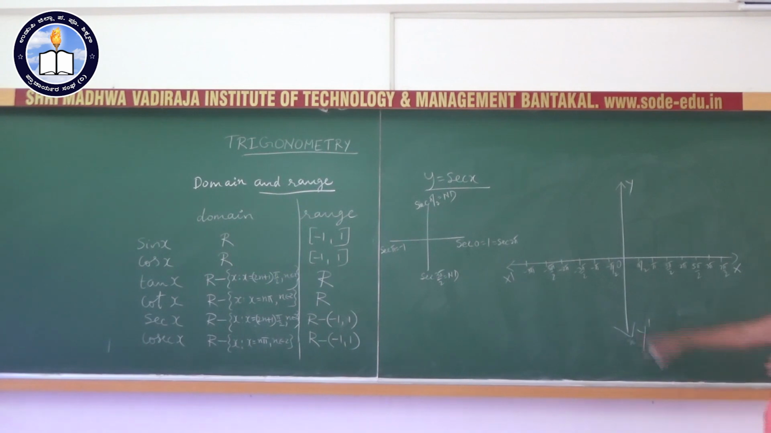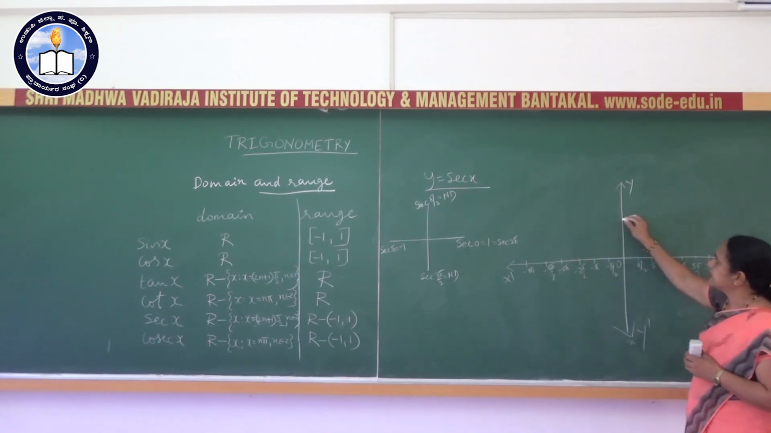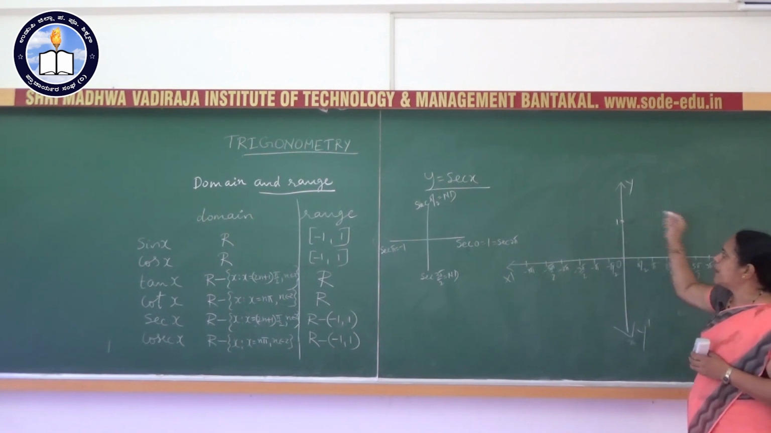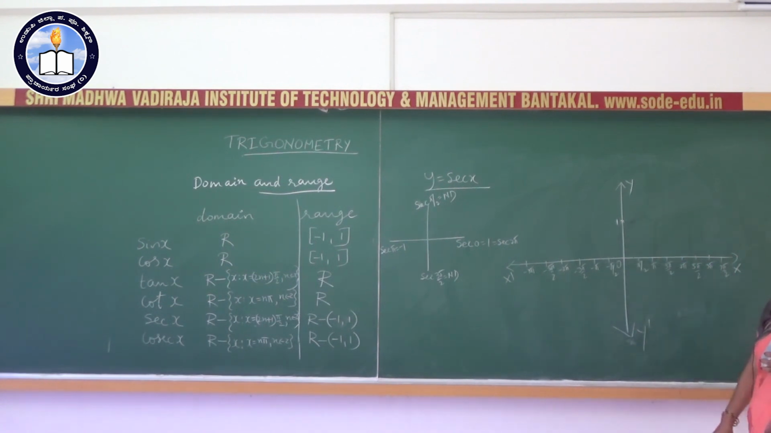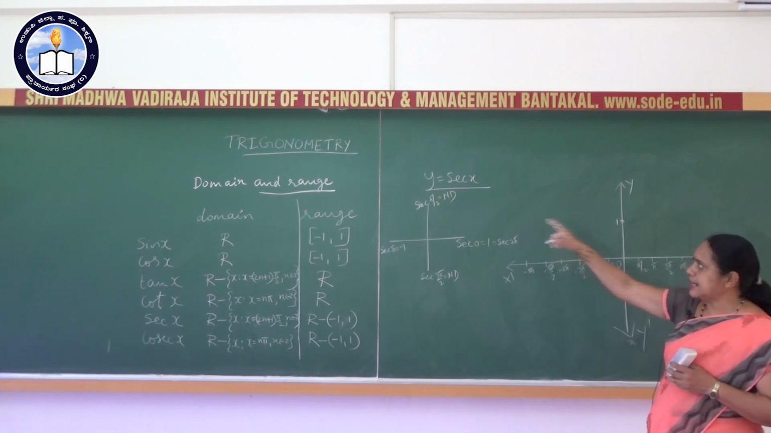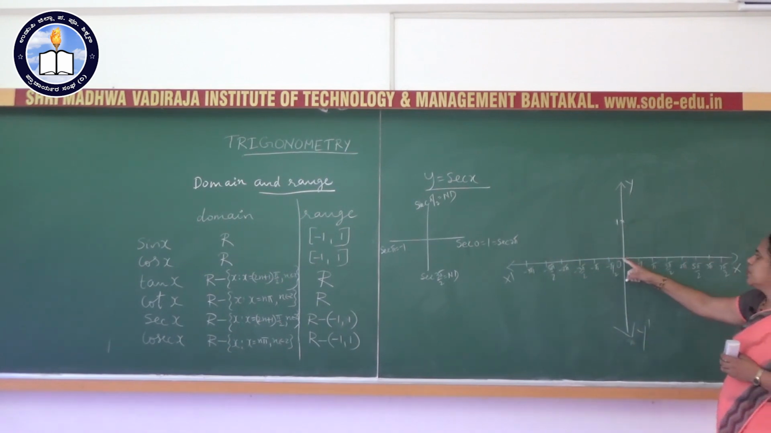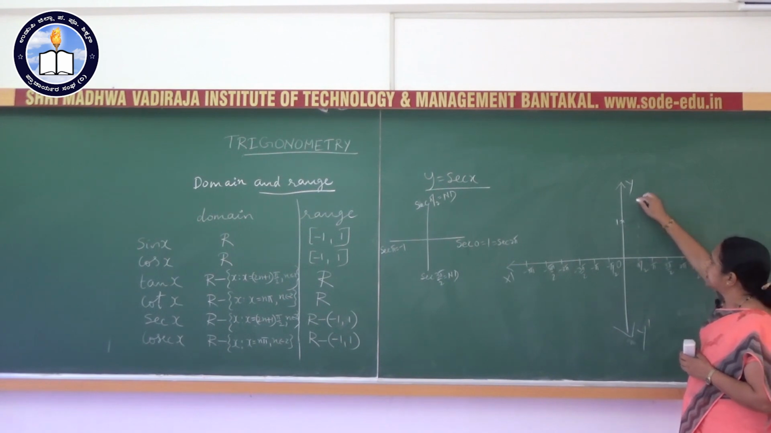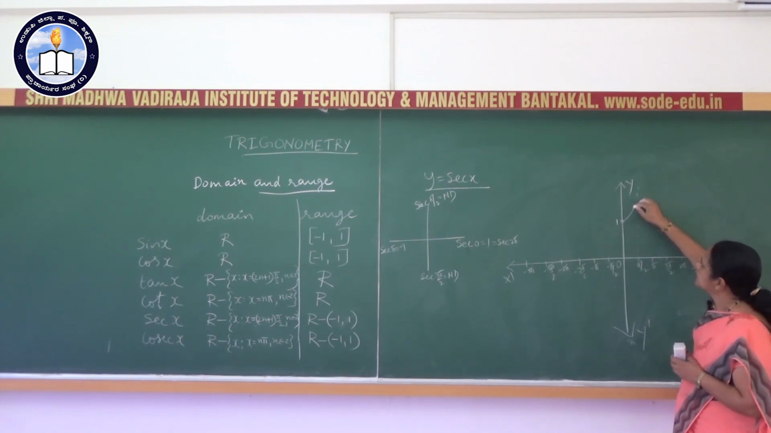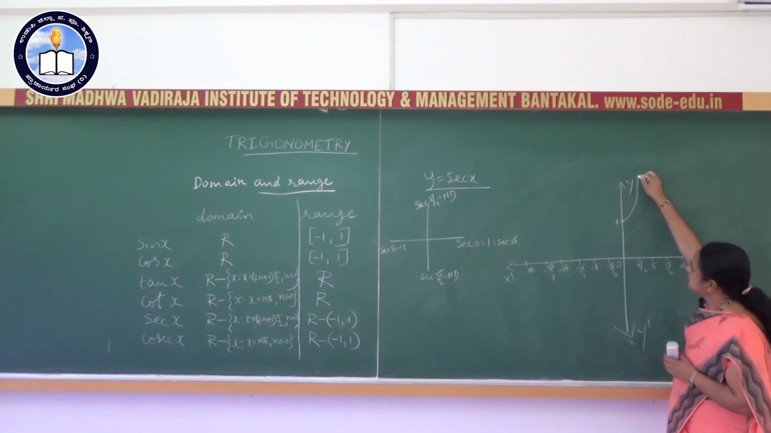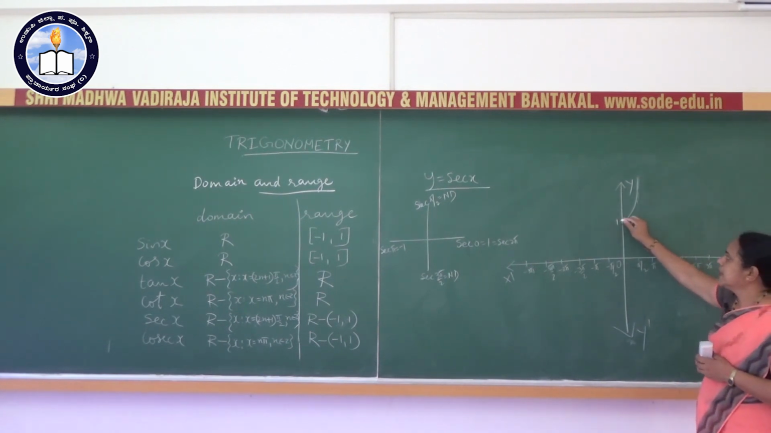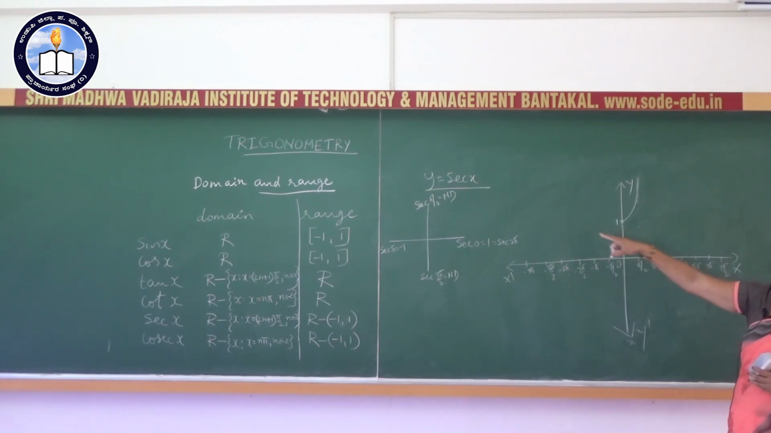Now, what is secant 0? Secant 0 is equal to 1, so this point is there in the graph. Secant 90 is not defined. When x is in the first quadrant, secant x is positive, so the graph lies completely above 1. Secant 90 is plus infinity.